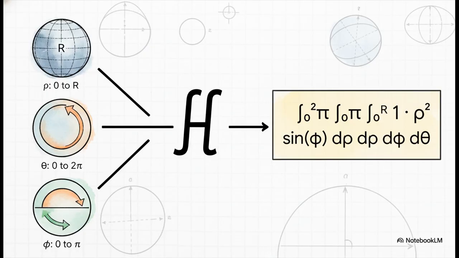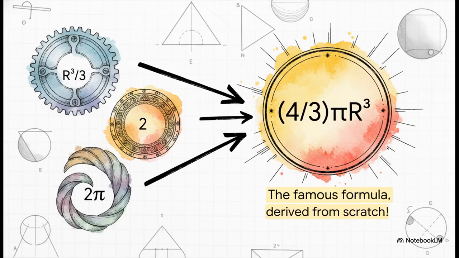We put in our bounds that we just found. We're integrating the function 1 because we're just finding volume. And, most importantly, we include our conversion factor, rho squared sine of phi. That is the complete setup. Now for the fun part.